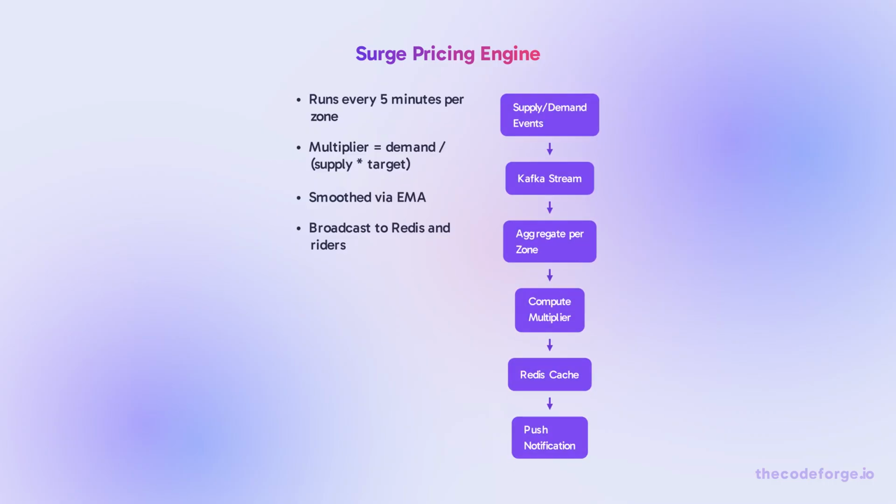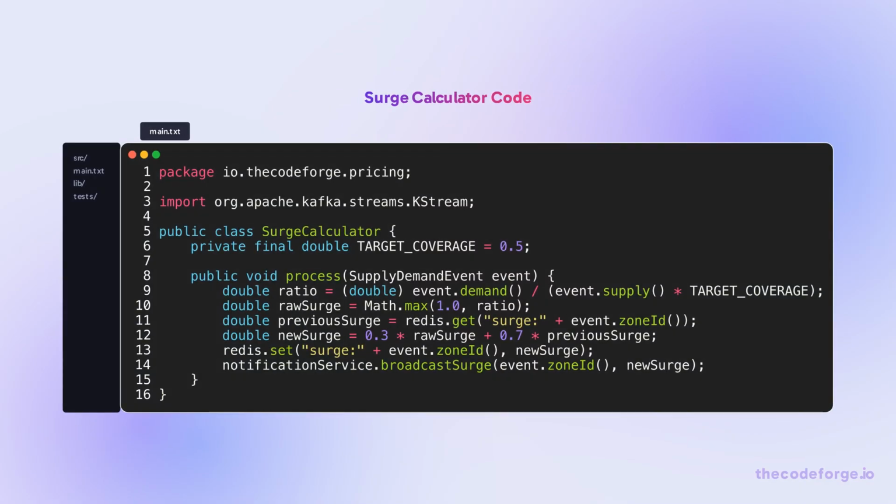Surge pricing adjusts fares based on real-time supply and demand. A Kafka stream processor aggregates events per zone, computes the multiplier, and stores it in Redis. The rider app displays the surge before confirming. The surge calculator computes the ratio of demand to supply, applies an exponential moving average to smooth spikes, and broadcasts the new multiplier.